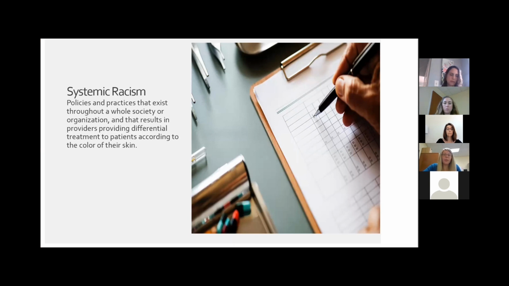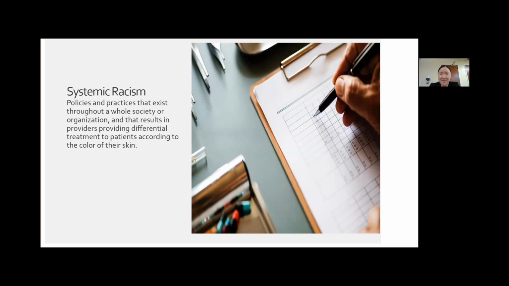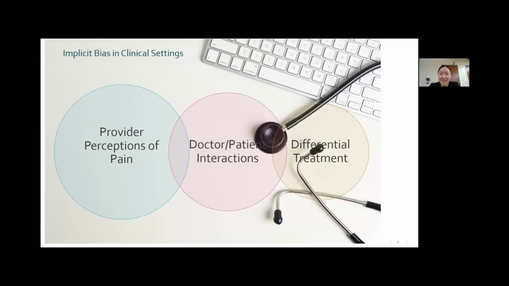And those are policies and practices that exist throughout a whole society or organization that result in providers providing differential treatment to patients according to the color of their skin. Now, these implicit biases in a clinical setting simply means that providers, and this could mean anyone in the healthcare system from the receptionist to the physician, and much like all of us, have these automatic assumptions or associations that get in the way of providing the best care to their patient. And this can play out in several different ways.